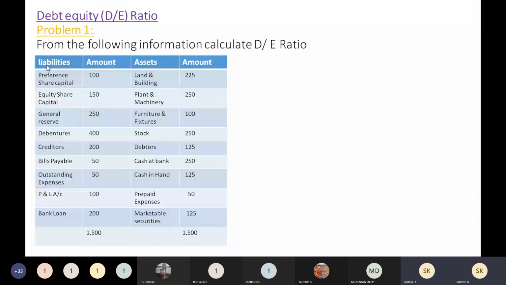So this is called as what? The liability side. And assets and amount is given. This is called the right side and this is called the left side of the balance sheet. So here, to calculate this debt equity ratio, we require only the liability side information.